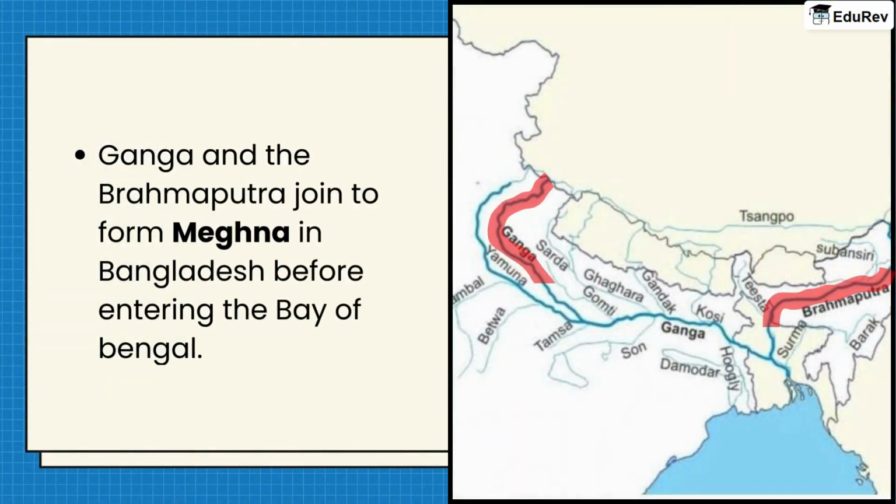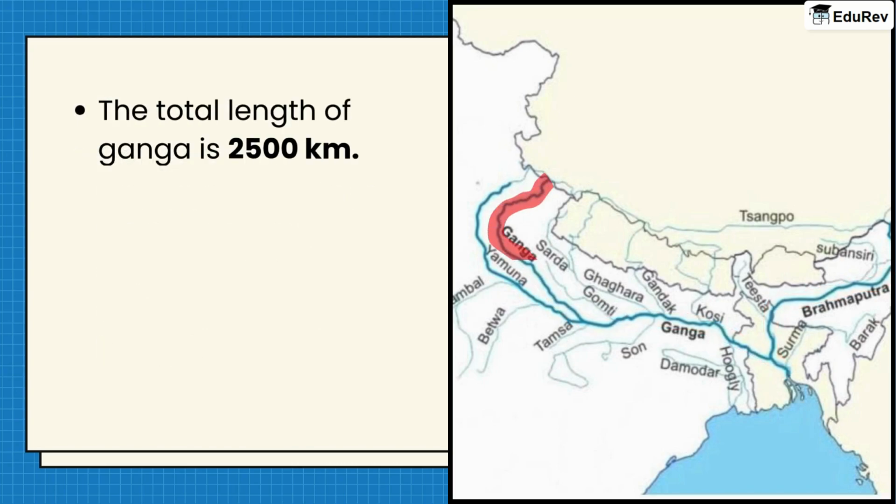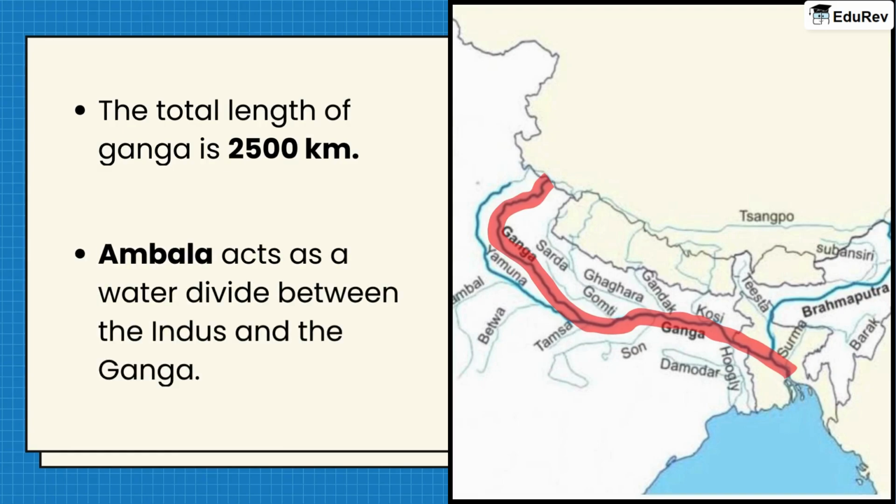Ganga and the Brahmaputra join to form Meghna in Bangladesh before entering the Bay of Bengal. The total length of Ganga is 2,500 kilometers. Also, Ambala acts as a water divide between the Indus and the Ganga.